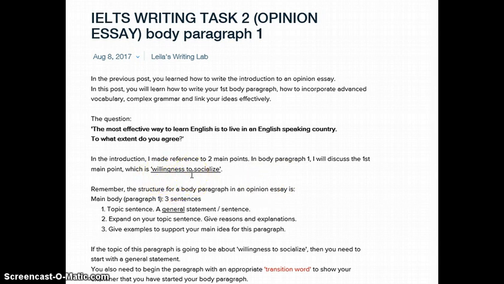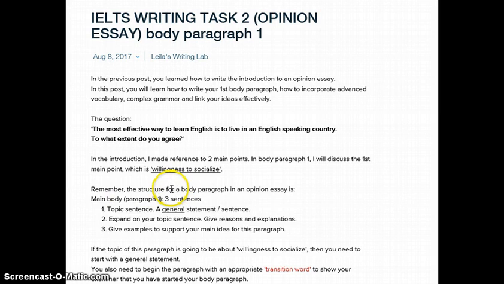For anybody who has forgotten, please feel free to go to my blog and check the IELTS Writing Task 2 Opinion Essay Introduction. You can remind yourselves there. So point number 1 I want to write about in my first body paragraph is willingness to socialize, and that means how much somebody is prepared to work hard, or how much somebody really wants to learn to socialize if they're living in an English-speaking country in order to be able to learn the language.